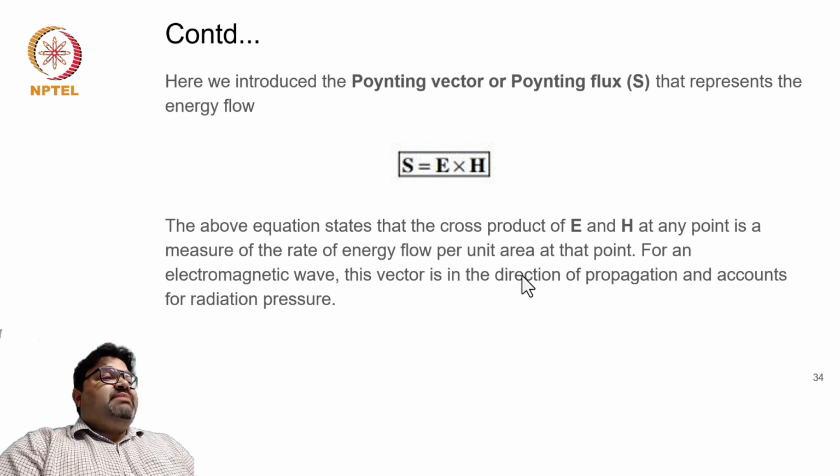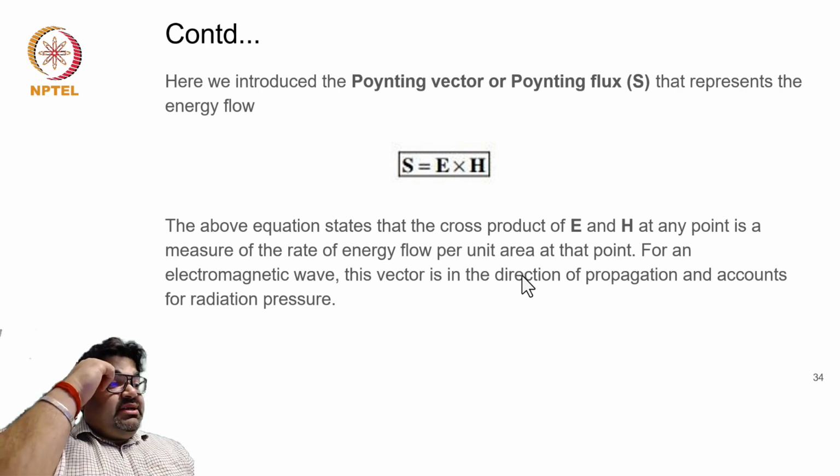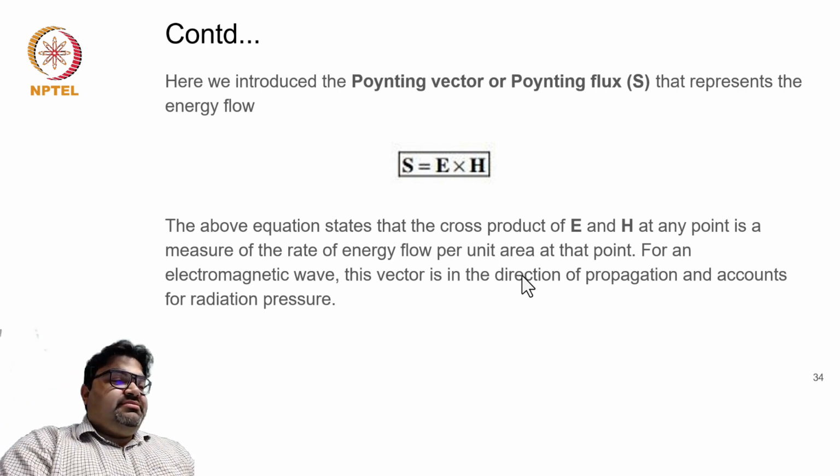Okay. Now, what is a Poynting vector? Defining Poynting theorem, now we come to Poynting vector or Poynting flux, is defined as this vector S, which is nothing but the cross product of E and H. Okay, and it is a measure of the rate of energy flow per unit area at that point.